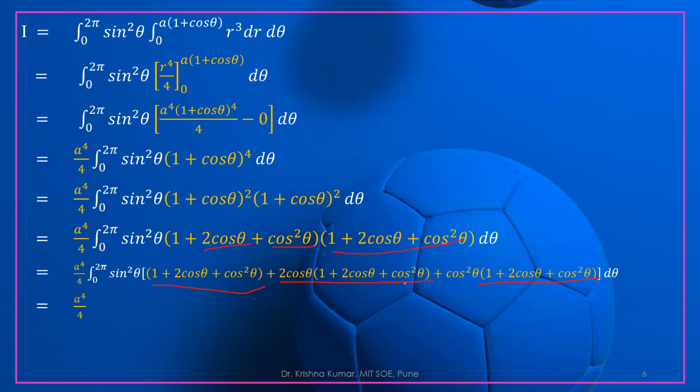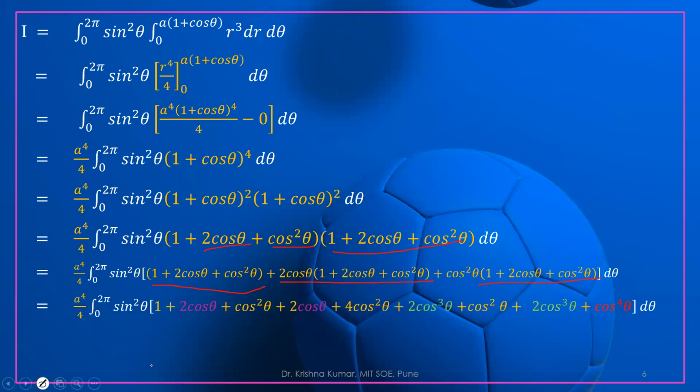Again simplify it. What we are getting, this will not change. So 2 cos theta, this is 2 into 1, 2 cos theta. 2 cos theta into 2 cos theta, 4 cos square theta. 2 cos theta into cos square theta, so 2 cos cube theta. And 2 cos square theta into 1, cos square theta. Cos square theta into 2 cos theta, 2 cos cube theta, and cos square theta into cos square theta, cos to the power 4 theta.